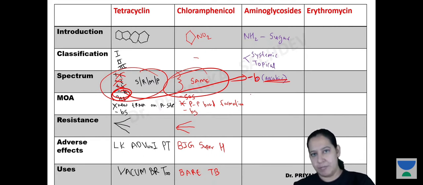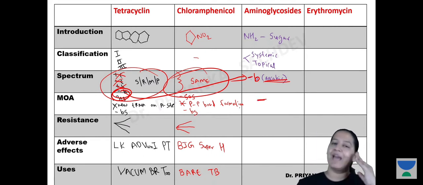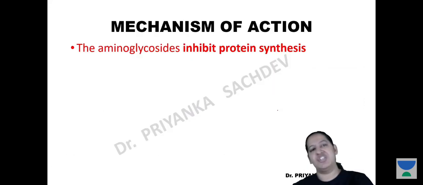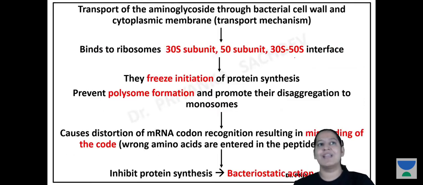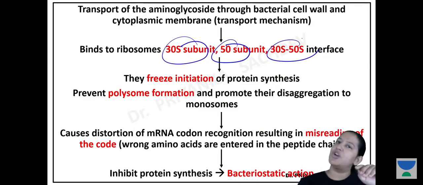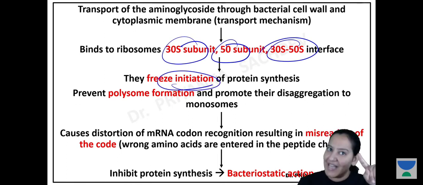Should I proceed? Mechanism of action. Who will tell me the mechanism of action? There are 4 steps: step 1, 2, 3, 4. Which step is inhibited by aminoglycoside? Yes, step number 1, initiation. Initiation is inhibited, so it inhibits protein synthesis. It binds with 30S also, 50S also, and the junction of 30S and 50S, and it inhibits the initiation.